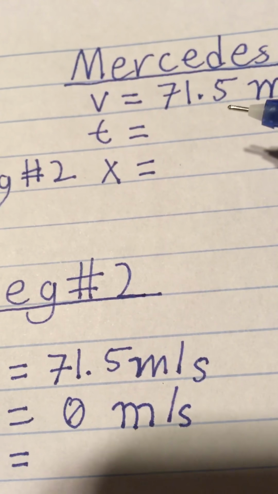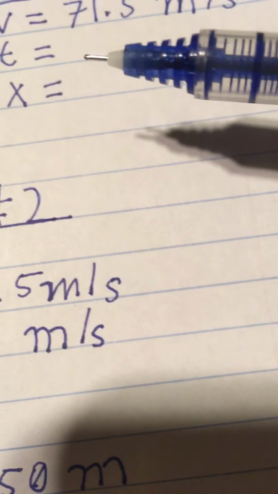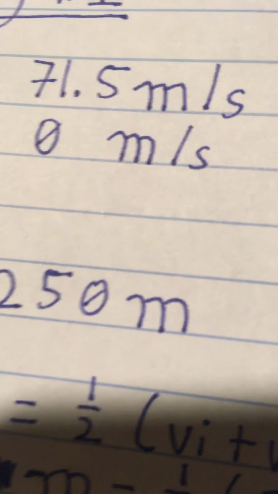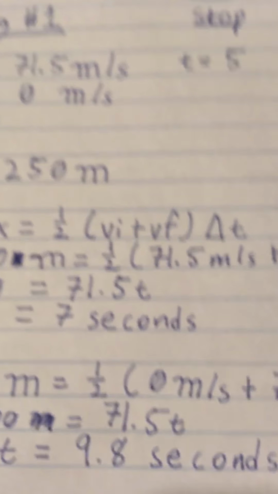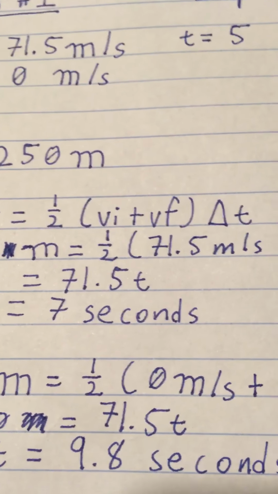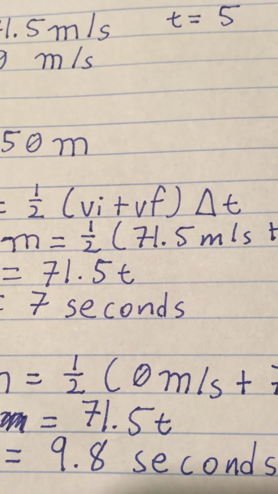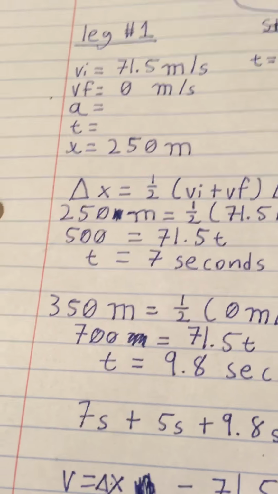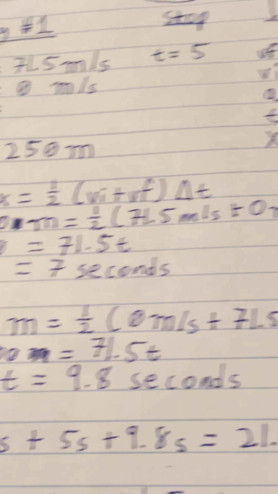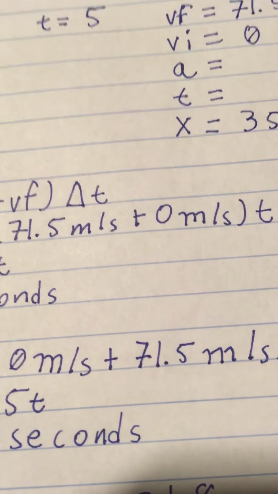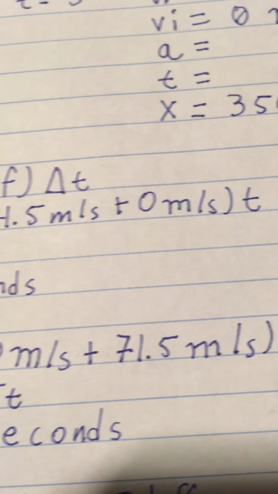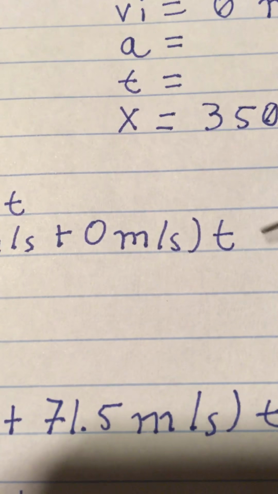So in order to solve this problem, we're going to have to find the time and the distance of the Mercedes, and subtract it from the 250 meters and the 350 meters that the Firebird has already traveled. Now we're going to use equation number 2, which is displacement equals initial velocity plus final velocity times t divided by 2. So we plug in all our variables: 250 meters, 71.5 meters per second, 0 meters per second. We don't know time, so we're solving for time here.